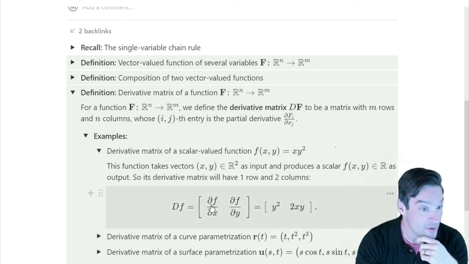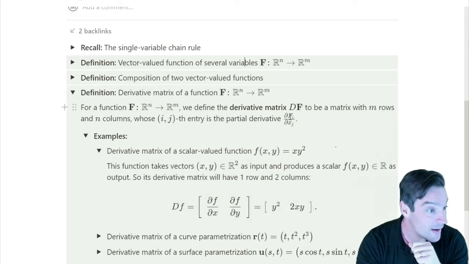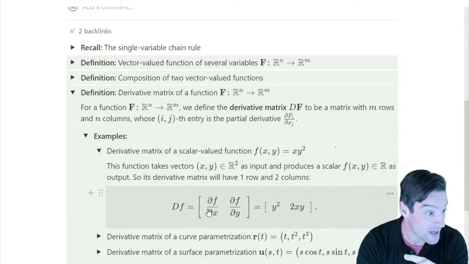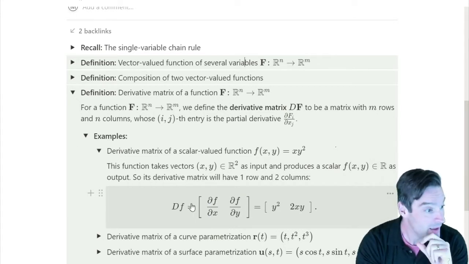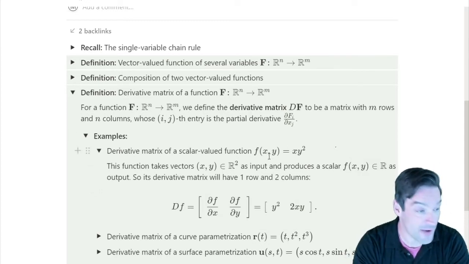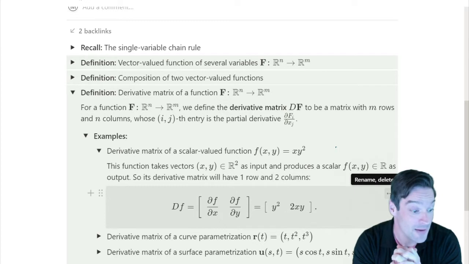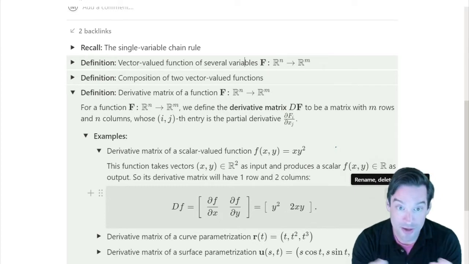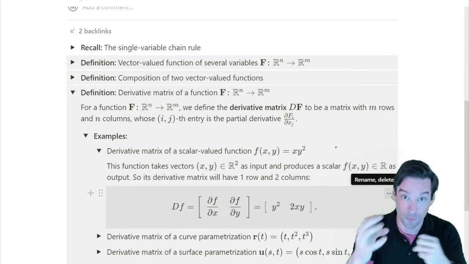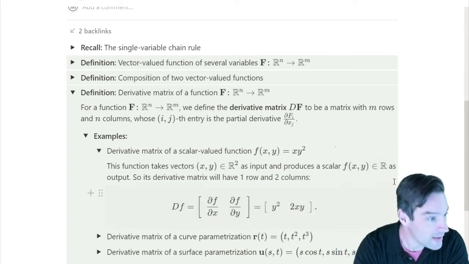And those two columns are precisely the partial derivatives, because f only has a single component to it. Then the entries are just going to be the partial derivatives of that single component with respect first to x and then to y. And so we can think of the derivative of this scalar valued function of two variables as this 1 by 2 matrix whose entries are y squared and 2xy. So this is another way that we can think about using the partial derivatives of functions together rather than taking them one at a time. We can package them together into this 1 by 2 matrix.